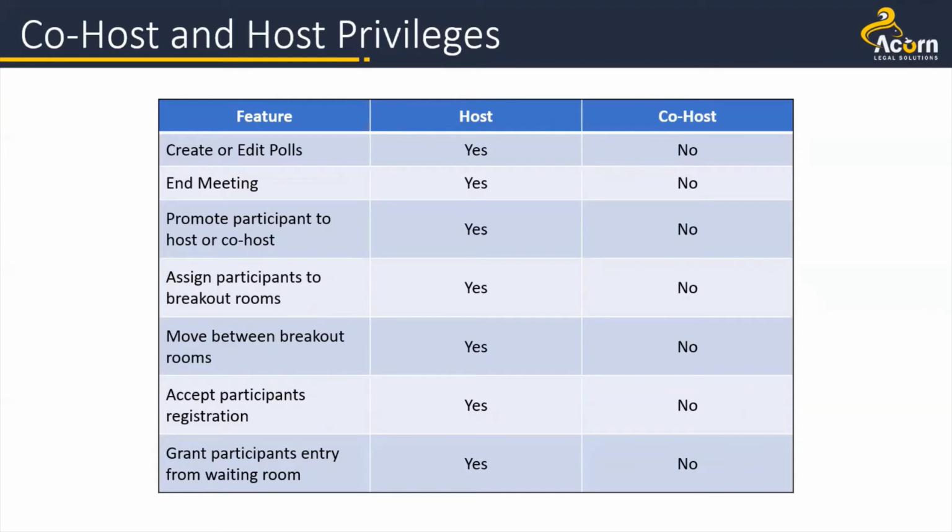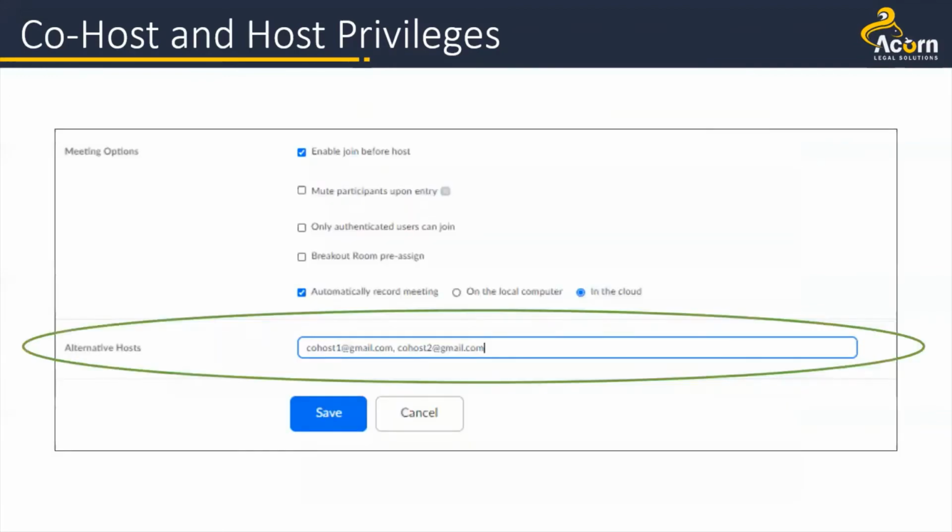Now for a co-host, you can assign them within the meeting, but you can also assign them prior to the meeting. At the bottom of your meeting setup, you'll see a bar that says alternative host. Here you can enter the emails of your co-host separated by a comma, but you do need to note that this is limited to only people that are a part of your Zoom account. So if someone outside your company, let's say, wants to be a co-host, you will not be able to do it from this setting.